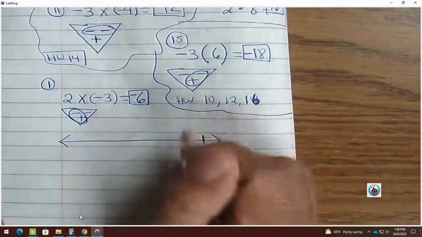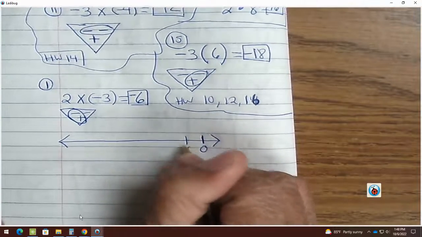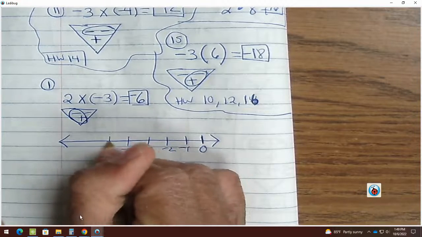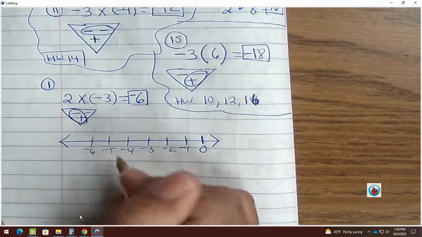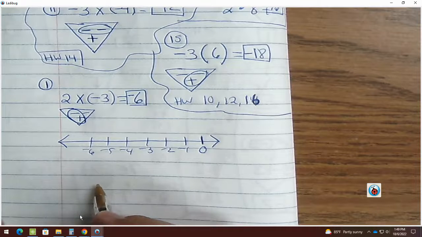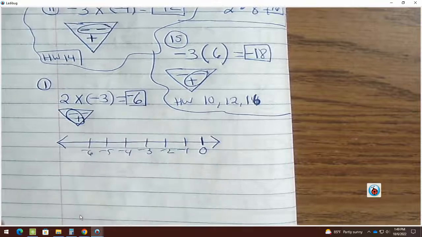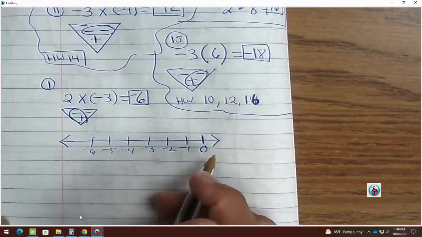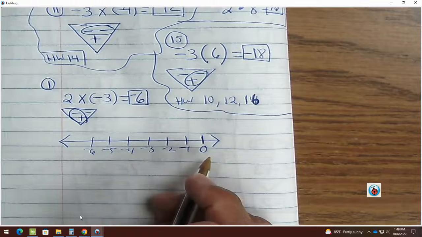So here we go. Negative 1, negative 2, negative 3, negative 4, negative 5, negative 6. Why did I stop at negative 6? Because that's the answer. Okay? Now here's how it works with a number line. What number do you always start with? 0. But look how we're going to do it now.